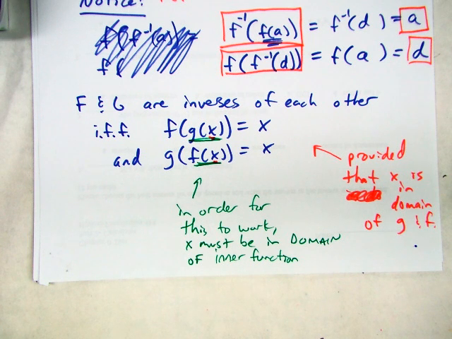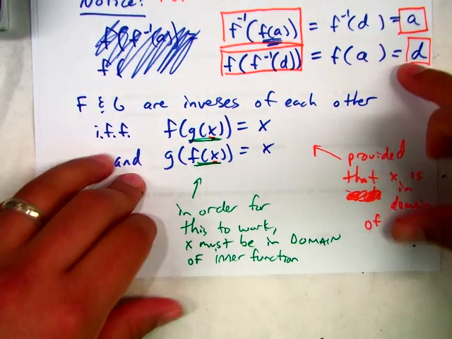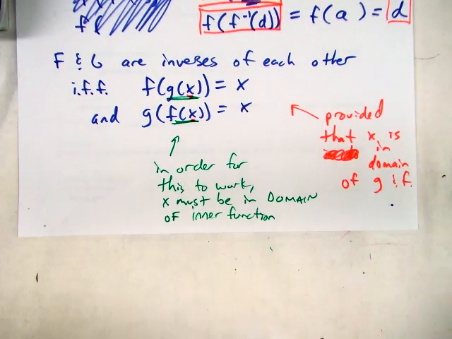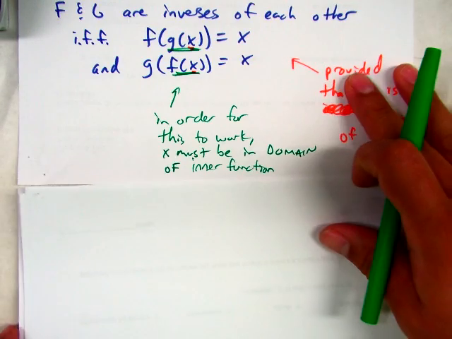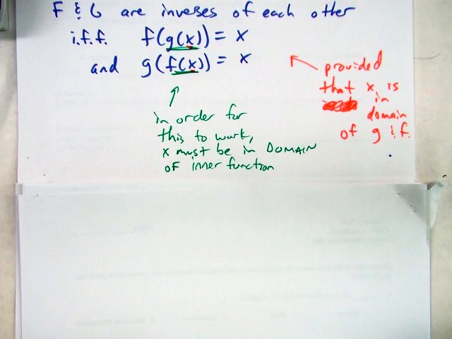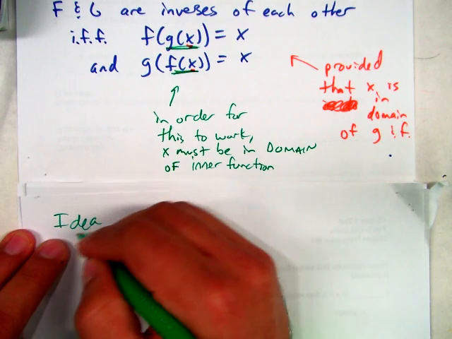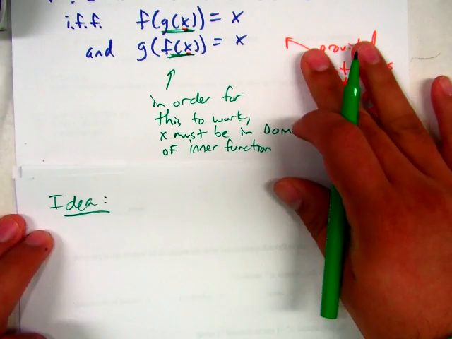So I'm going to try to represent all these inverse ideas in lots of different ways because there's different ways to look at it and you should be comfortable with any format. Here's another idea. Okay, so we're not even doing inverses yet. We're just looking at the ideas behind inverses.